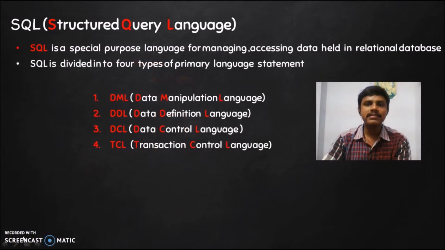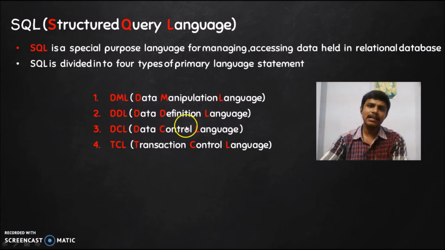The next concept is structured query language. As the name itself tells us, it is a language which allows us to query structured data present in a relational database. We can say structured query language is a special purpose language which enables us to manage and access data present in our database. Usually, structured query language is made up of 4 primary language statements. The first one is DML, meaning data manipulation language, then DDL, data definition language, DCL, data control language, and TCL, transaction control language.